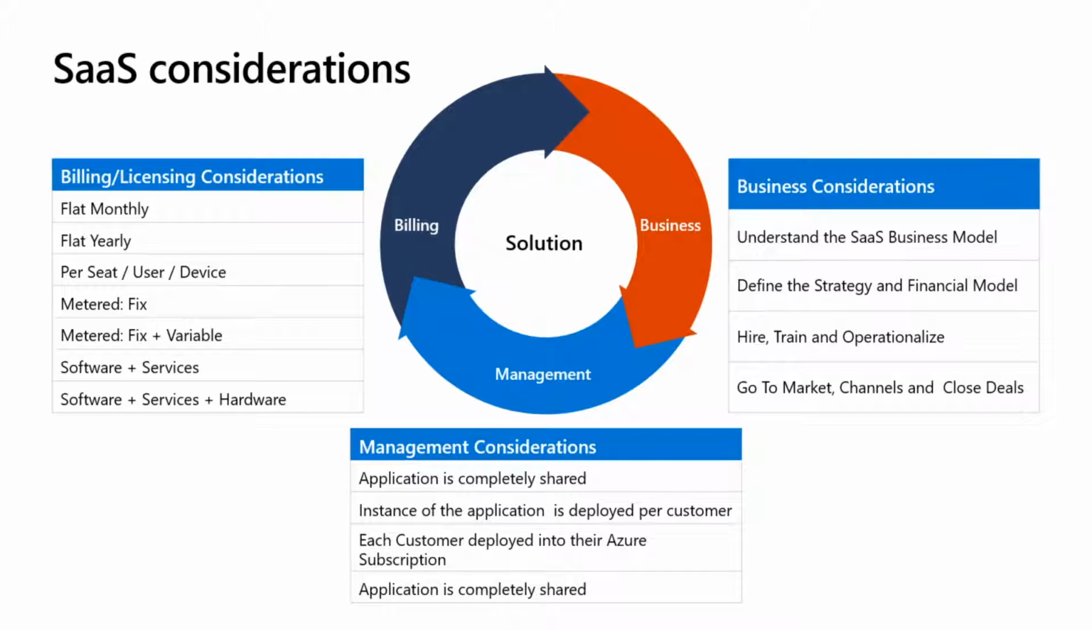And if we're going to vertical spaces like IoT, you'll find yourself where the SaaS solution that you're selling is going to be a composition of software, services plus hardware, right? So it's a lot of stuff, and it's a lot of considerations from how do you commercialize a solution.